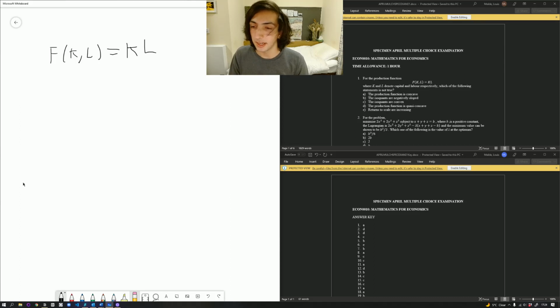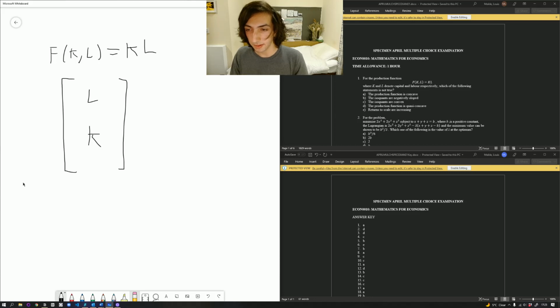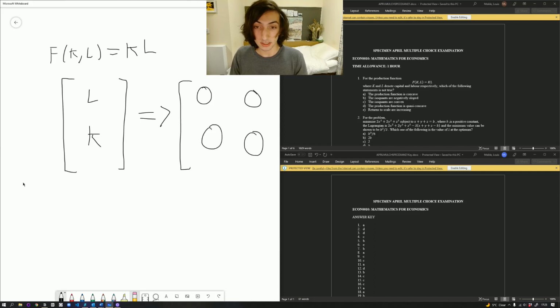So to find that, we're going to derive partially by k, which gives you L, and then partially by L, which gives you k. Then moving on, you get 0, 0, 0, and 0. Now, this one, is this negative semi-definite or is it positive semi-definite? Here's the thing, okay? It's not concave, and it's not convex, okay?